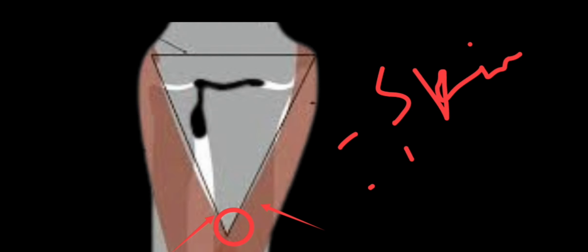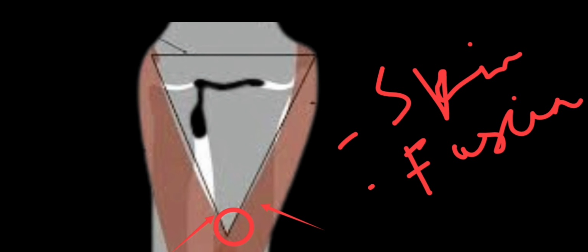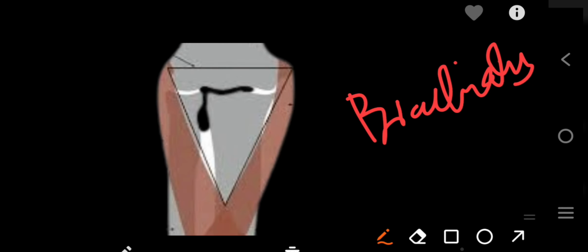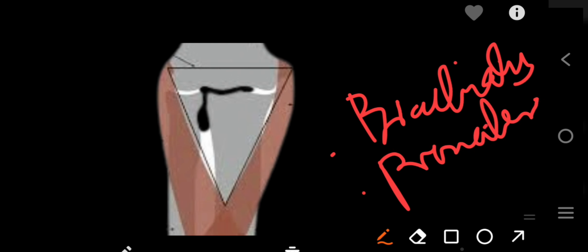So it has got the roof, and the roof of the cubital fossa is formed by skin, fascia, and bicipital aponeurosis. The floor of the cubital fossa is formed by two muscles. One is brachialis, the other is supinator muscle.